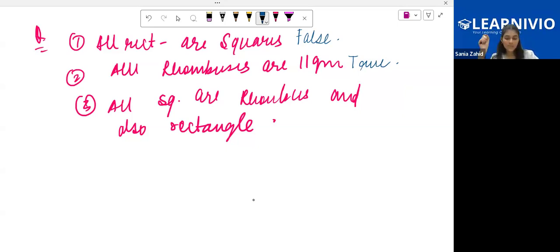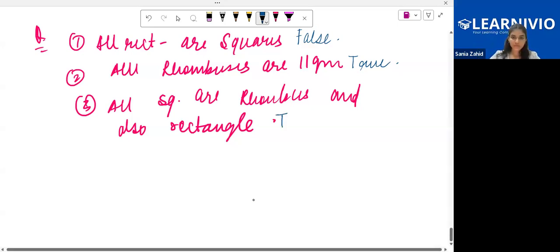In a rhombus, opposite sides are equal, opposite sides are parallel, and all sides are equal. A square also has the same property. In a rectangle, opposite sides are equal and parallel, and all angles are equal to 90 degrees. A square has the same properties. So all squares are rhombus and also rectangle. That's a true statement.